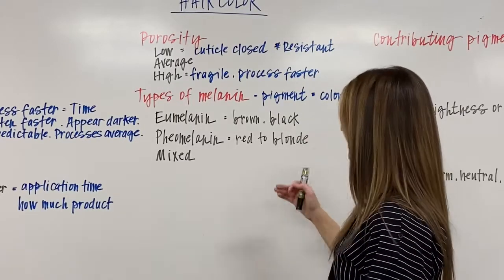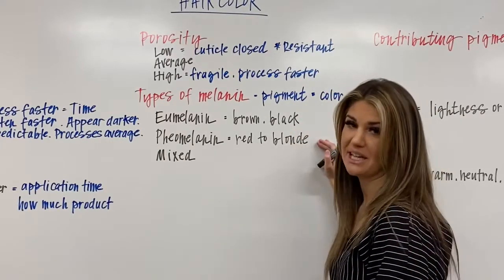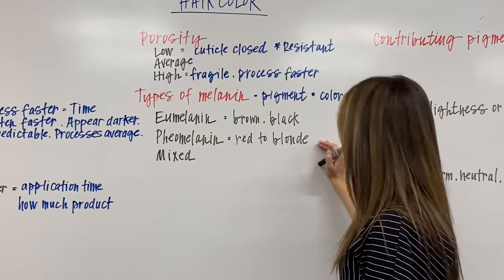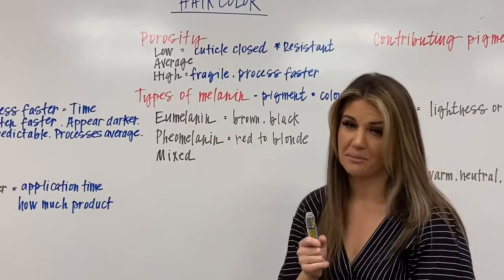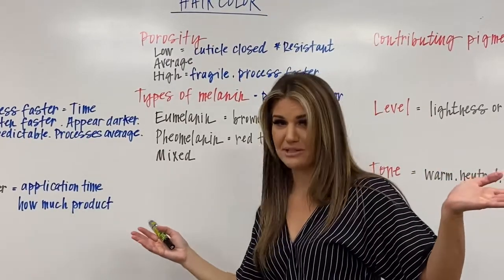So this applies more when we talk about lightening. As we want to get the hair lighter, eumelanin is more difficult. Pheomelanin tends to behave a little bit more. And that ties into your level, which I'm going to talk about in just a sec. How we doing? How we feeling? So far, so good? Brains aren't exploding?